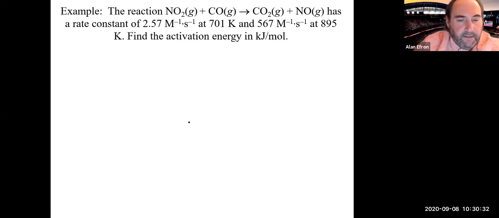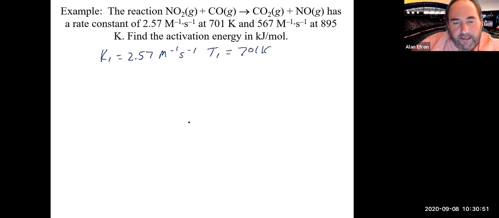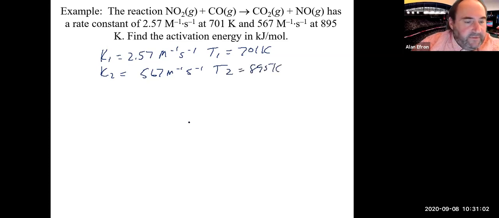Okay, so let's take a look and see how we're doing. If we pull out the information, we got a couple of rate constants and some temperatures. So we could call K1 here 2.57. That goes with our T1, which is 701. Our K2, 567, and our T2 of 895. So again, obviously we have 2 points here.